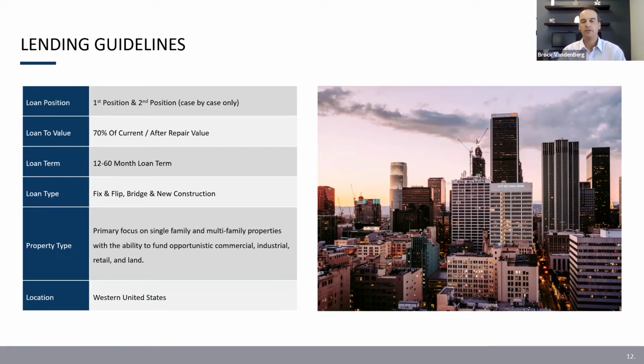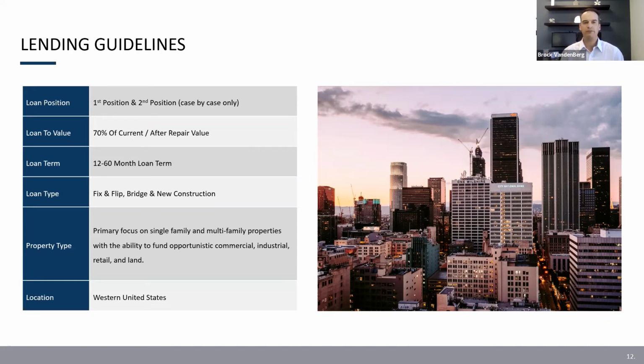And loan terms, we have the option of 12 to 60 month loan terms. Now, we're really focused on doing short-term loans at this point, simply because of the rising interest rate environment. We don't want any long exposure should rates jump up dramatically higher. So we keep those as short-term loans.